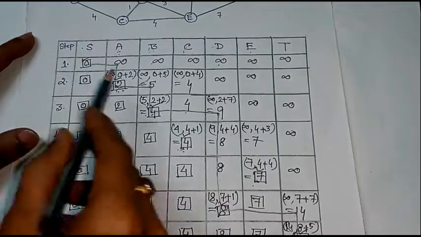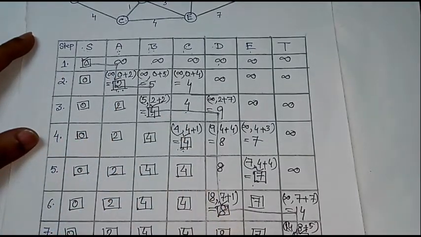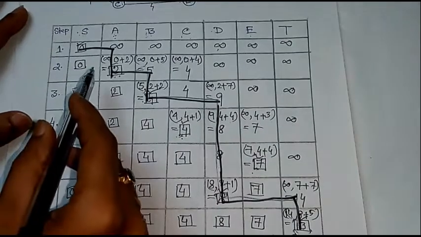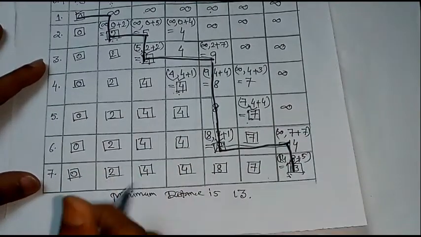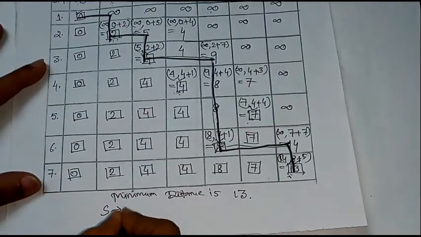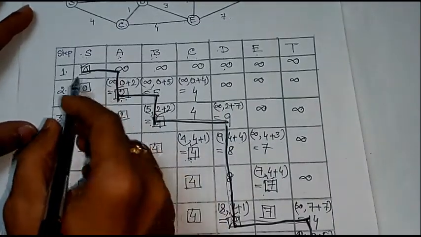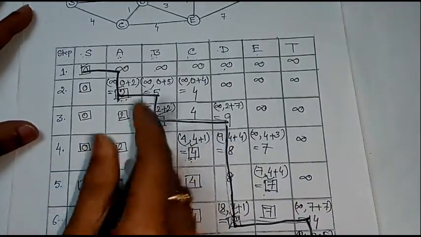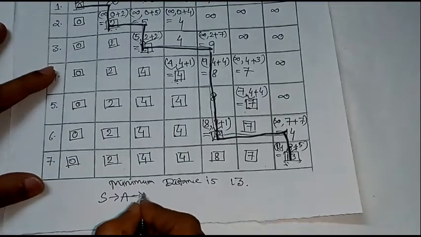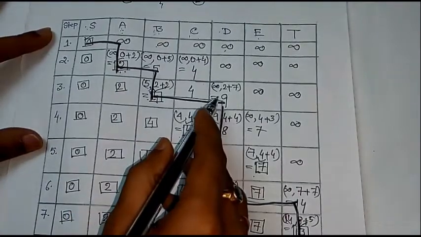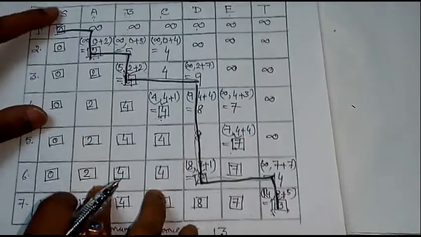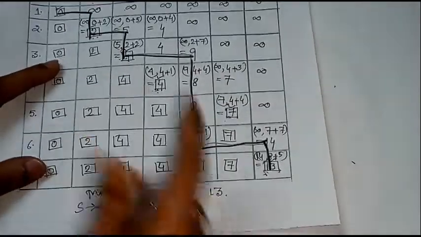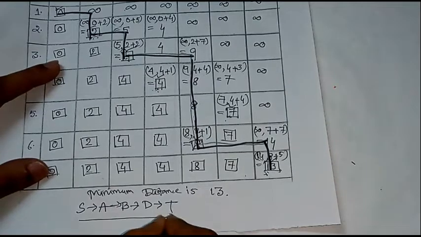So if we highlight this path, we shall obtain the shortest path. Here we have highlighted the path in black, and this is our shortest path. If we write this, it will be from S to A. Here you see from S to A, then from A to B, then from B to D, and finally from D to T. So this is our shortest path.